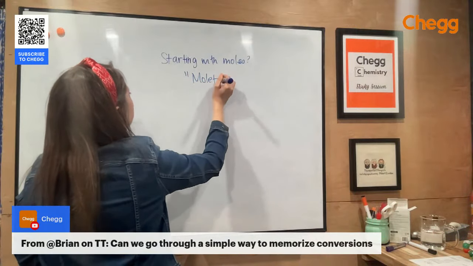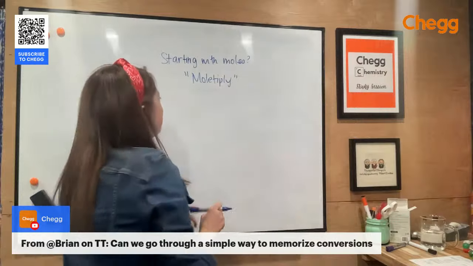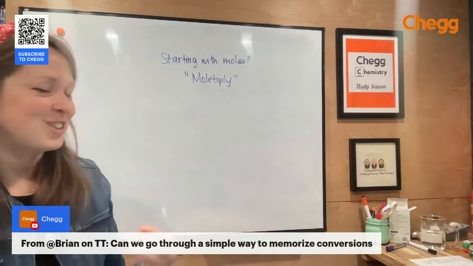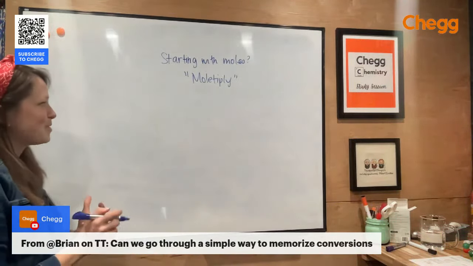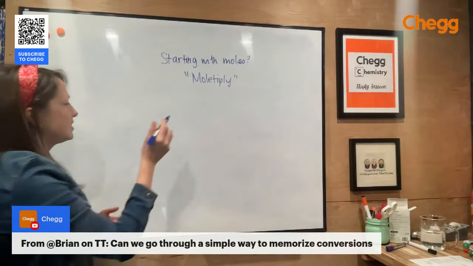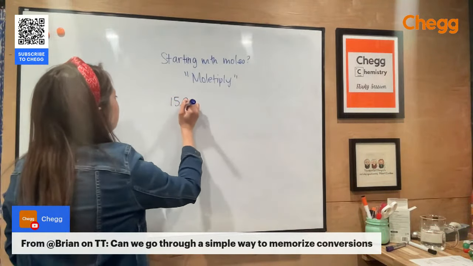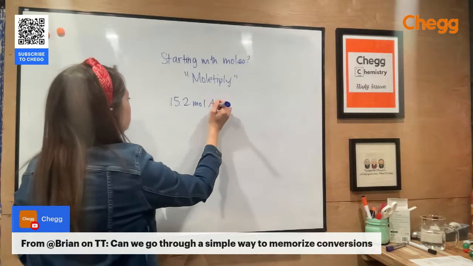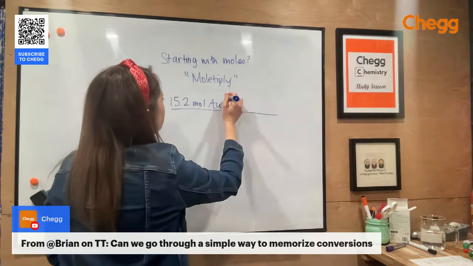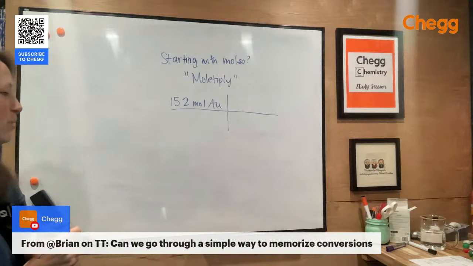Okay, so really cheesy, but I'm all about mnemonic devices and things like that to try to keep things simple. If we're starting with moles, let's say I have 15.2 moles of gold. It's a good day if I have that many moles of gold. And I want to figure out how many grams that's equal to.